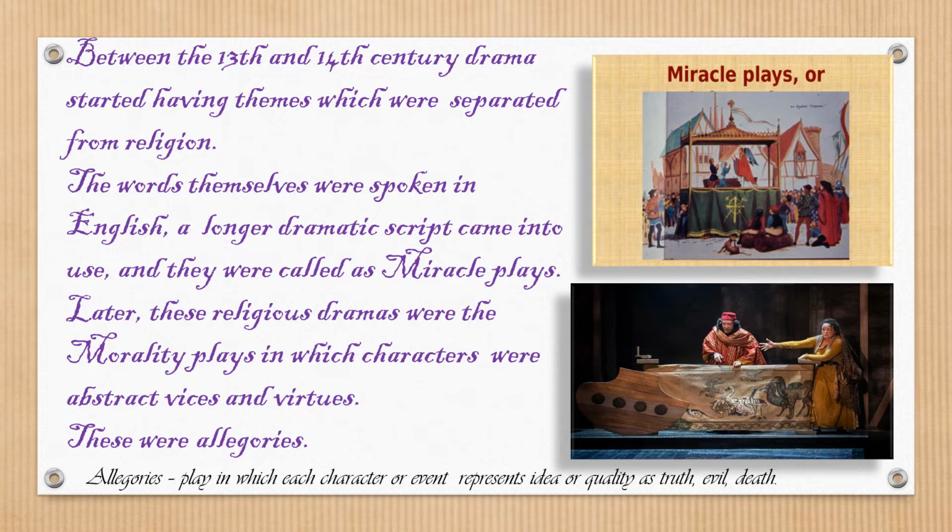The religious plays were converted to miracle plays, and these were also called morality plays. In these, the characters were abstract, and they represented vices and virtues, that is, good and evil were shown in these plays. These were also called allegories. In allegories, a character is shown as good, as truth, as evil, and also as death.